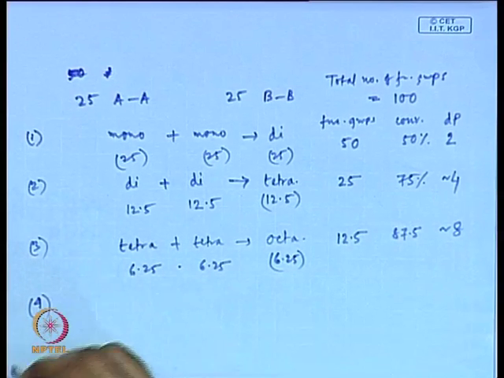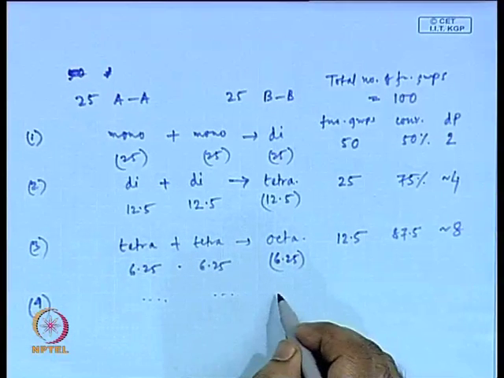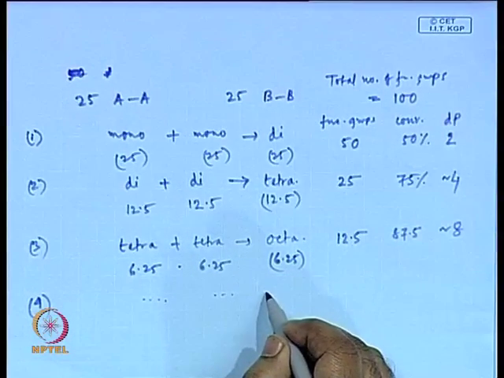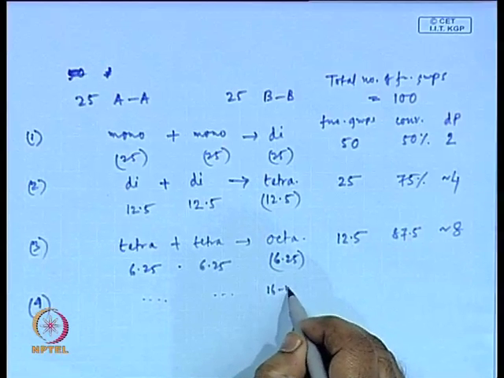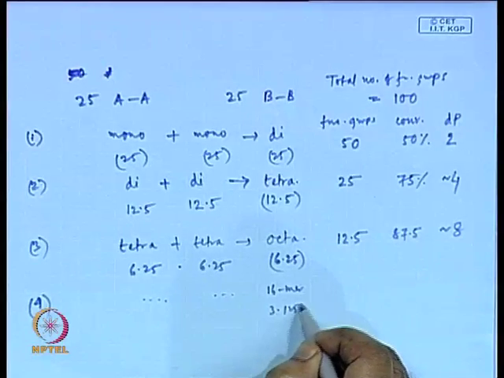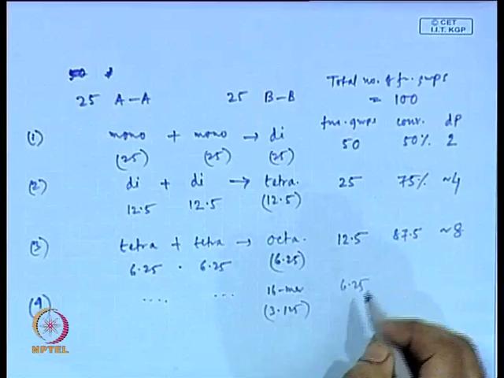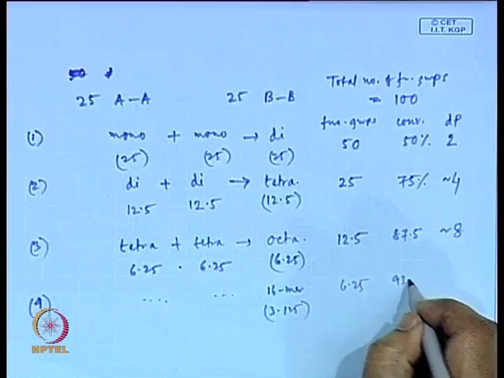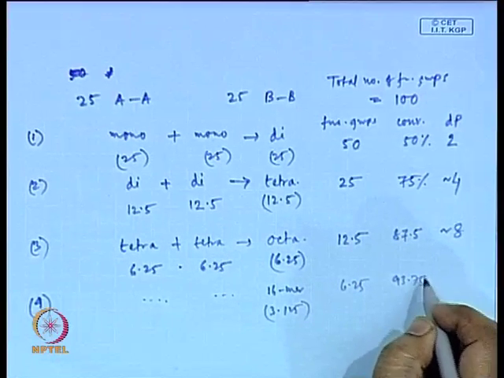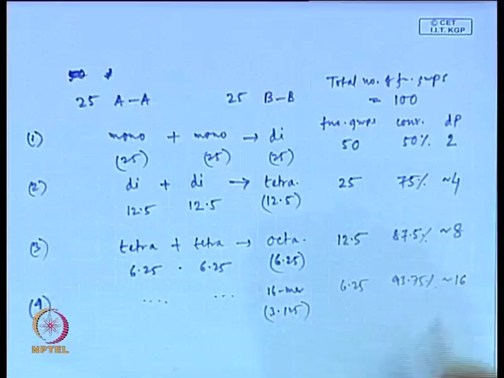Let us take another step, where you are taking these octamers reacting with octamers, forming this 16-mer, of which will come around 1 to 5 numbers, gives you 6.25 functional groups, 93.75 percent conversion, and the degree of polymerization is 16.